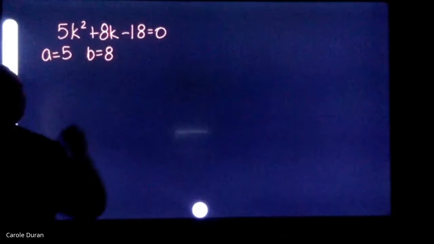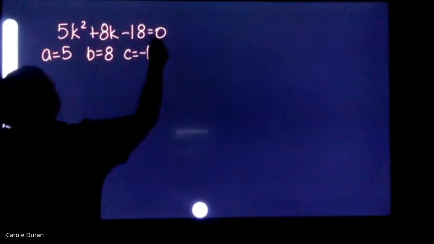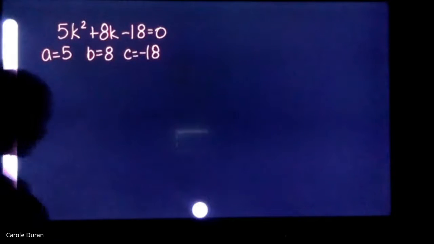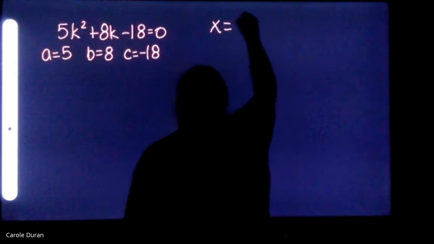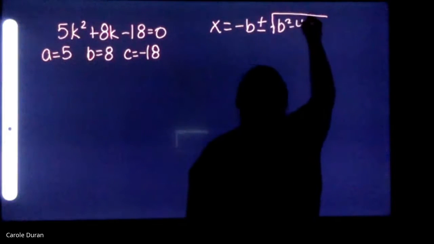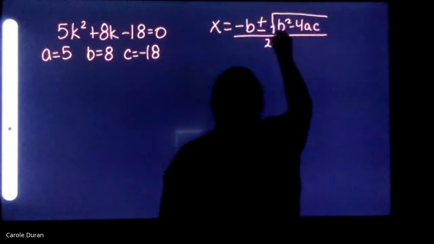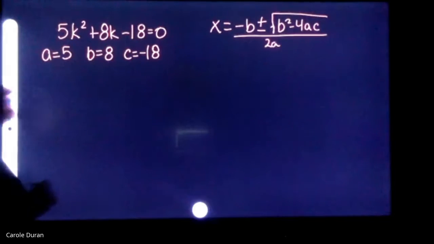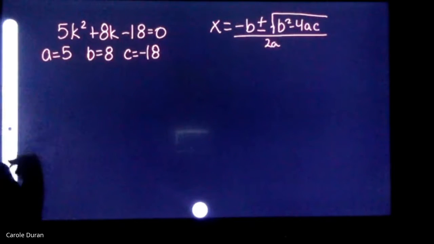Then I assign my values. My a value for the quadratic formula is the number in front of k squared, and that's 5. My b value is the number in front of k, which is 8. And my c value is the constant on the end, which here is negative 18. I can take that and put it into my quadratic formula. In case you don't remember, it is negative b plus or minus the square root of b squared minus 4ac, and all of that is over 2a, where a, b, and c are the coefficients pulled from our quadratic equation.